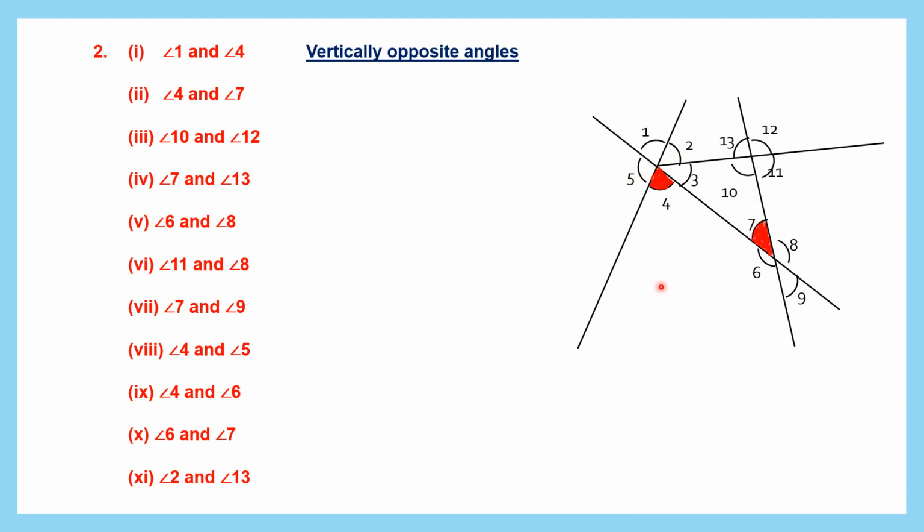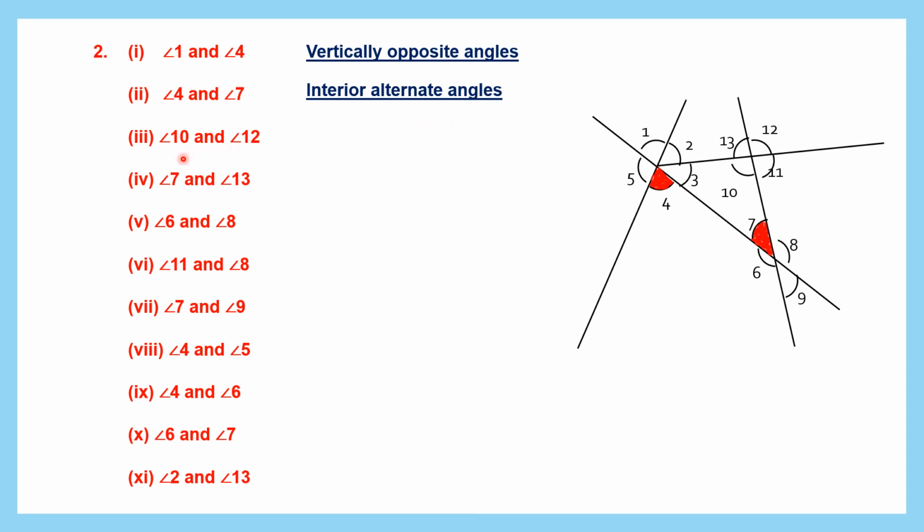Now this is inside. Okay, this is inside. So that means both are inside, interior angles. And they are not on the same side, but they are on the alternate sides. So angle 4 and angle 7 are interior alternate angles.